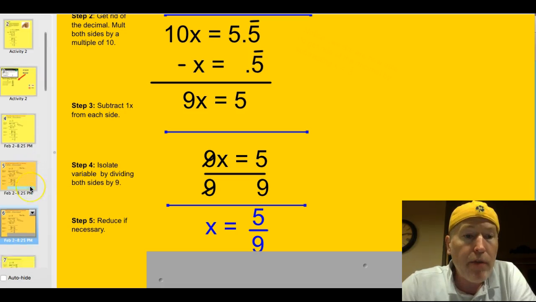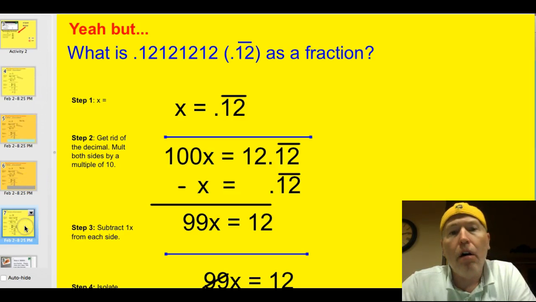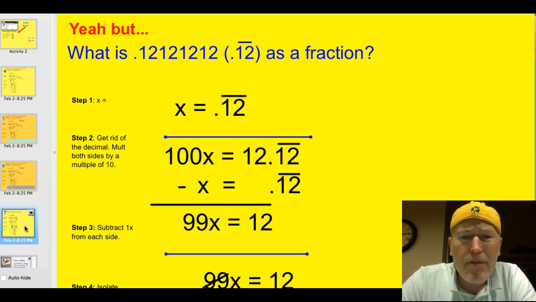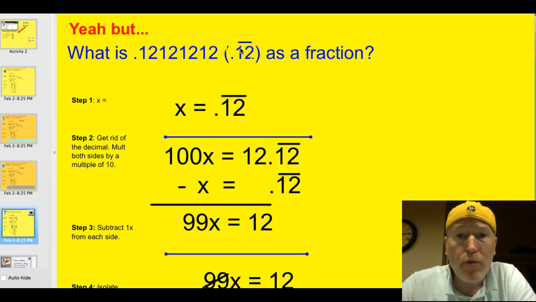All right, I think you're ready for the, oh, there's a yeah but. There's always a yeah but. What if there's more than one digit that repeats? Look at this, 0.121212 or 0.12 repeating as a fraction. We can still follow these same steps.